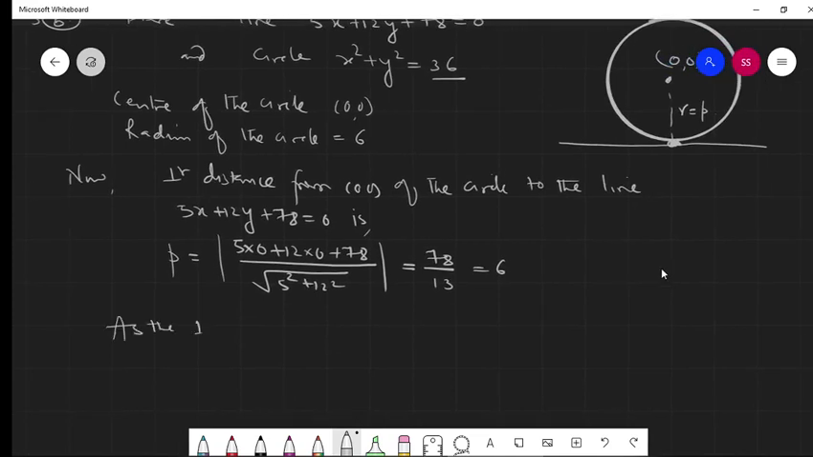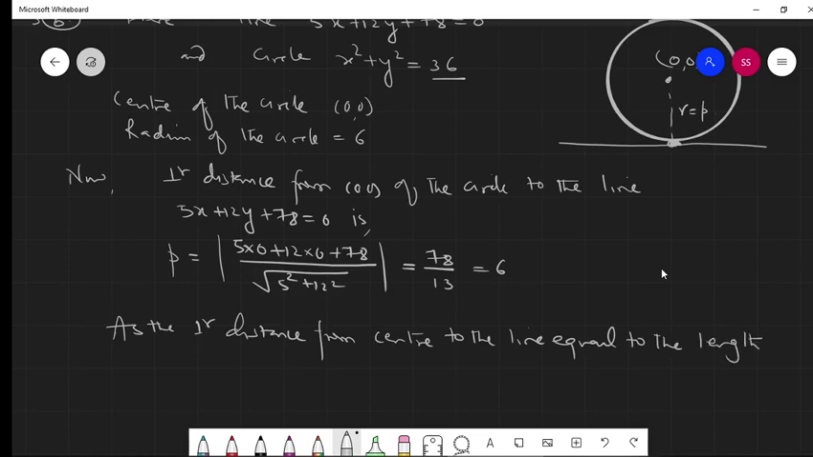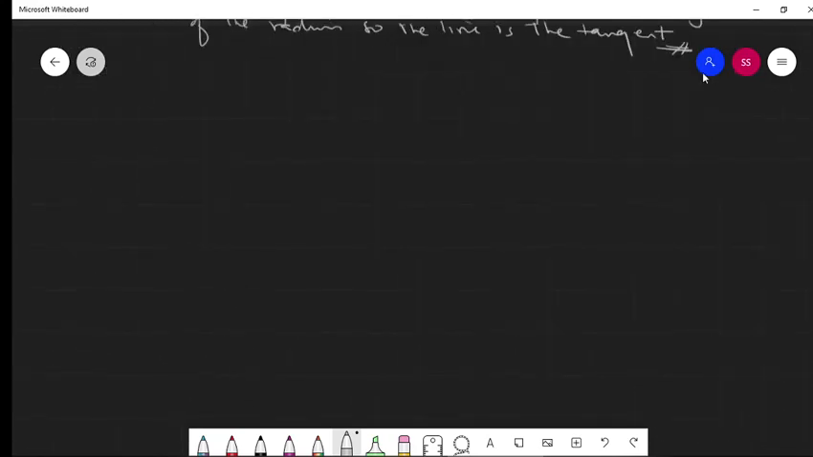As the perpendicular distance from center to the line is equal to the length of the radius, the line is the tangent. In this way we can solve the second question. Now moving to number C, dear students.